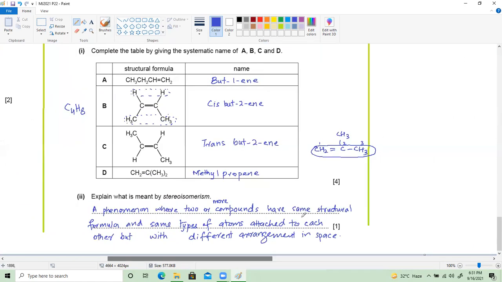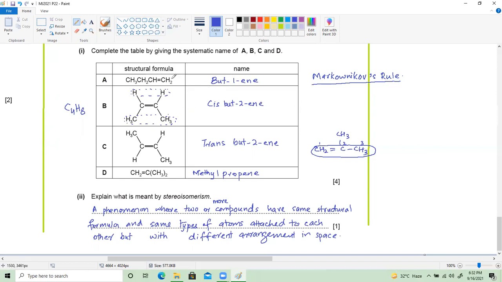Now, when HBr is added, which law or which rule is followed? When we add an HBr molecule to an alkene, Markovnikov's rule is followed. Okay? Do you know about it? Yes. Zain, are you there? Do you know about Markovnikov's rule? Yes, I know. Okay.